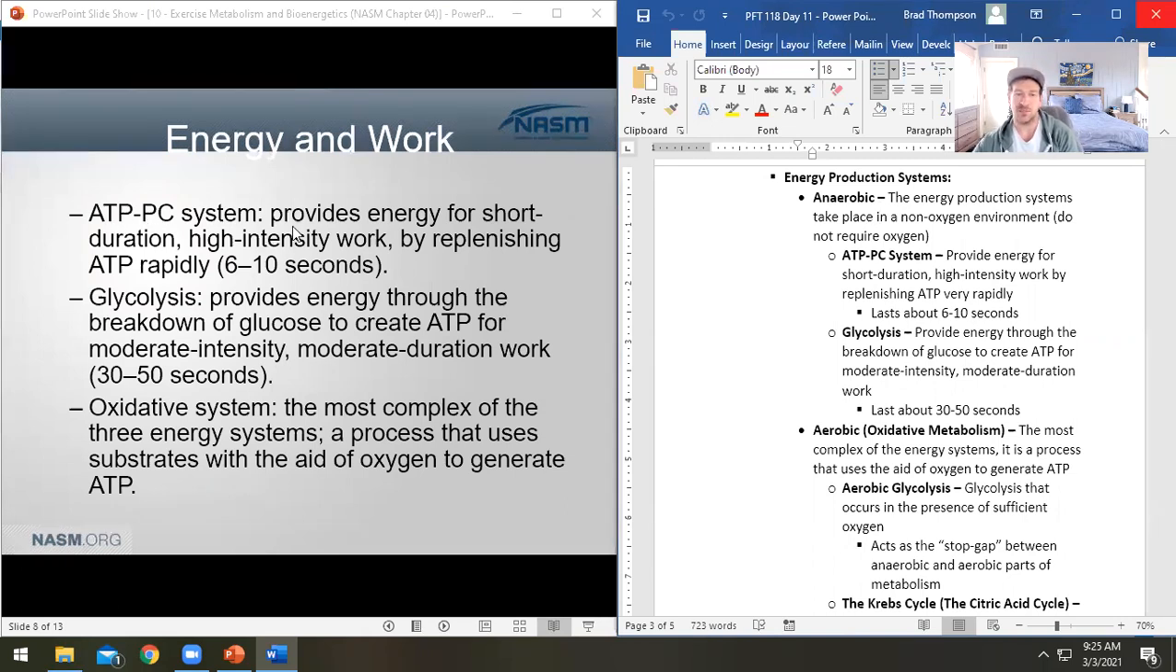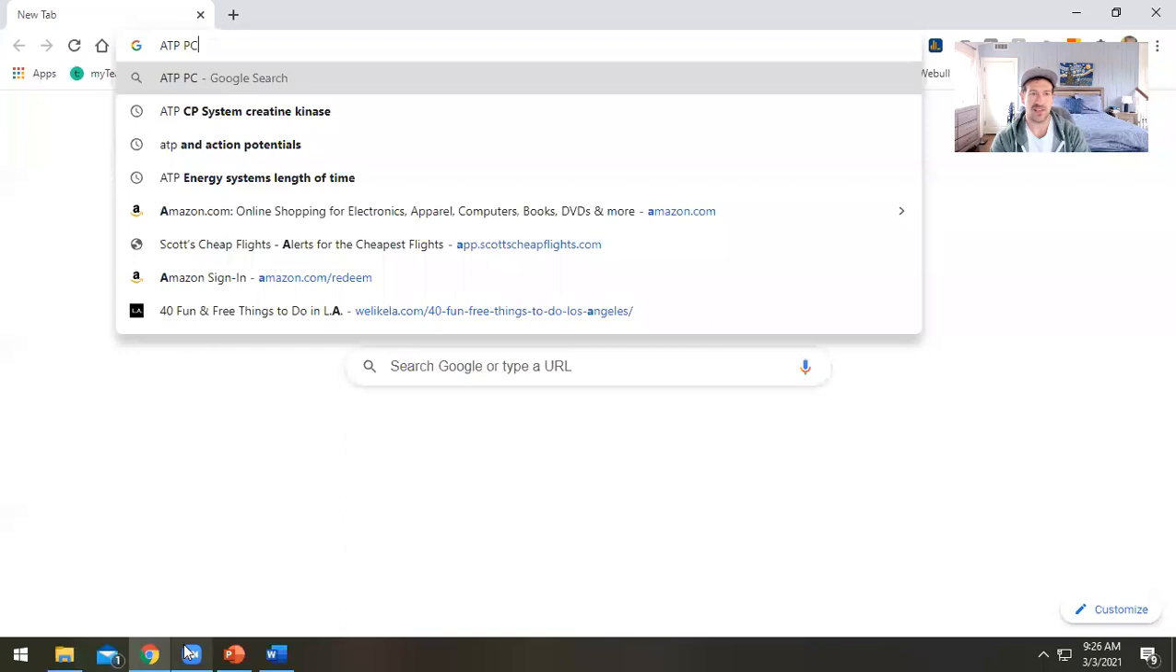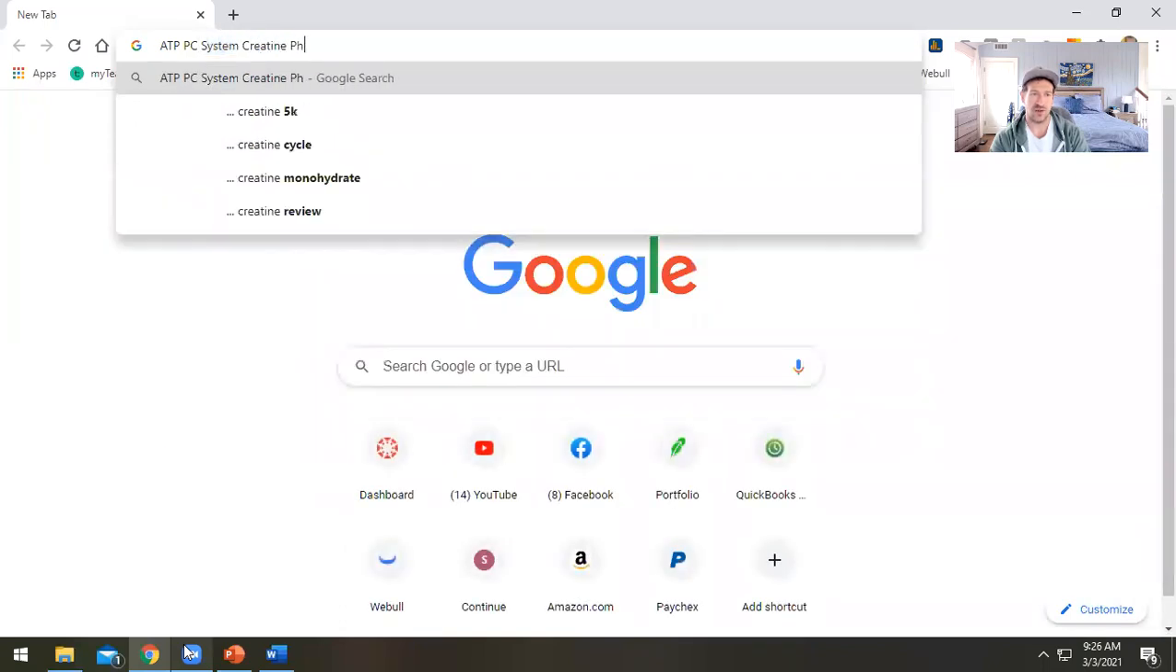So the ATP-PC system provides energy for short duration, high intensity work. It replenishes ATP very, very rapidly. And I love that it replenishes ATP, because remember earlier we talked about how we've got our ATP and we break off that phosphate, we're left with ADP. So this ATP-PC system stands for the adenosine triphosphate phosphocreatine system. And so we see ATP-PC system, creatine phosphate donation.